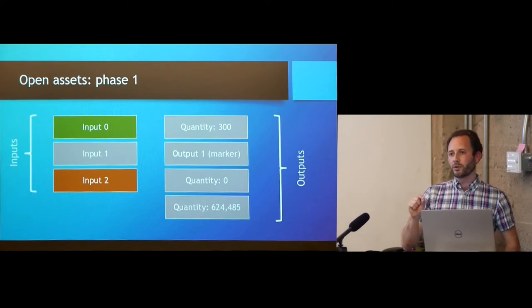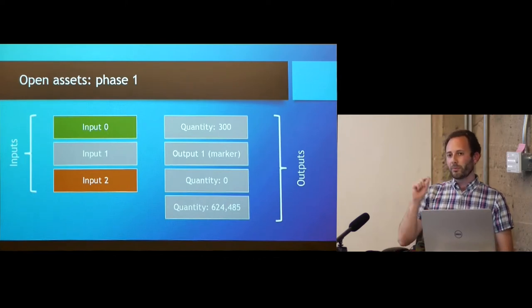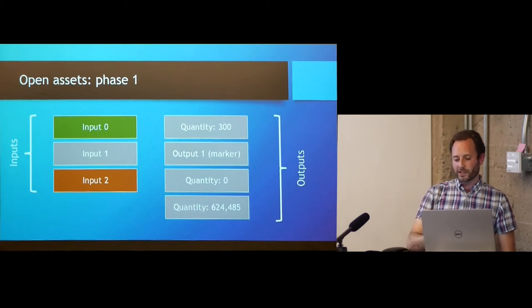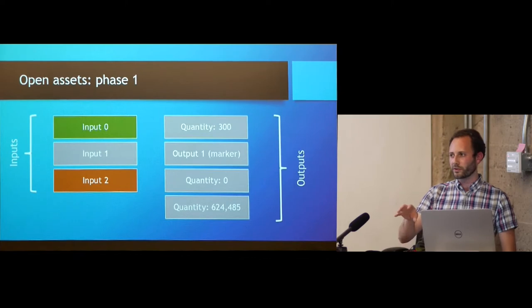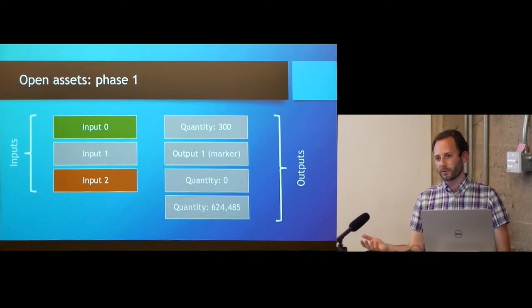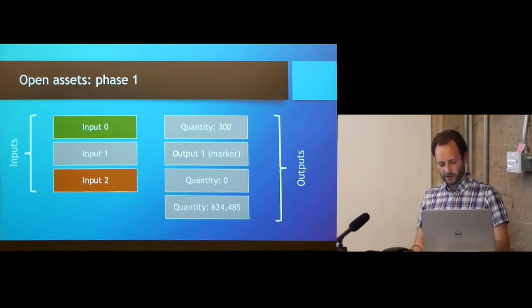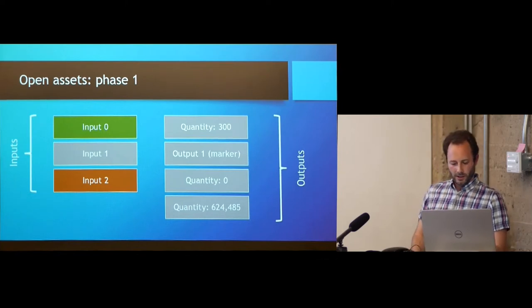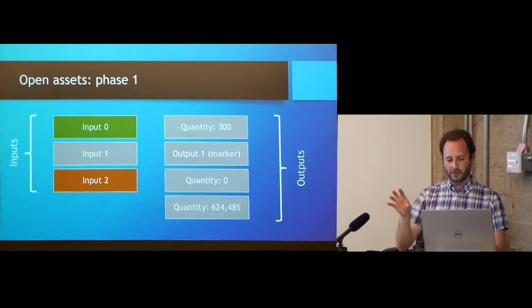So now we have those three numbers that we extracted from the marker output. And we map those numbers to the outputs of the transaction. So the first output gets the number 300. So this was the first number in the array. The second output is the marker output, so we skip it. The third one was number 0. And then the fourth one was 600,024 and so on.